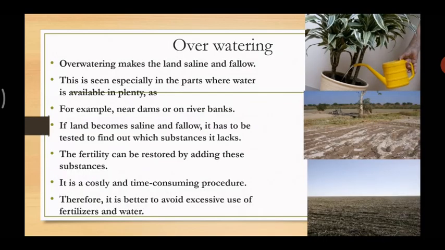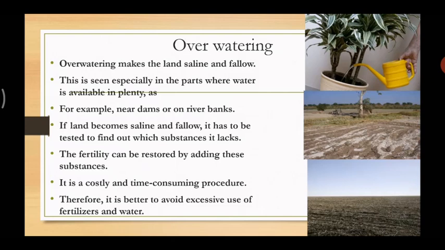Let's move forward. Now, as you know, everything in limit is good, right? Like if you overeat, you will put on weight, and that is not good for our health. Similarly, for the plants, overwatering makes the land saline and fallow. Saline means salty, which is not good for the crops. Saline means it contains insoluble salt, which injures the plants. And fallow is land which is normally used for farming but left with no crops.